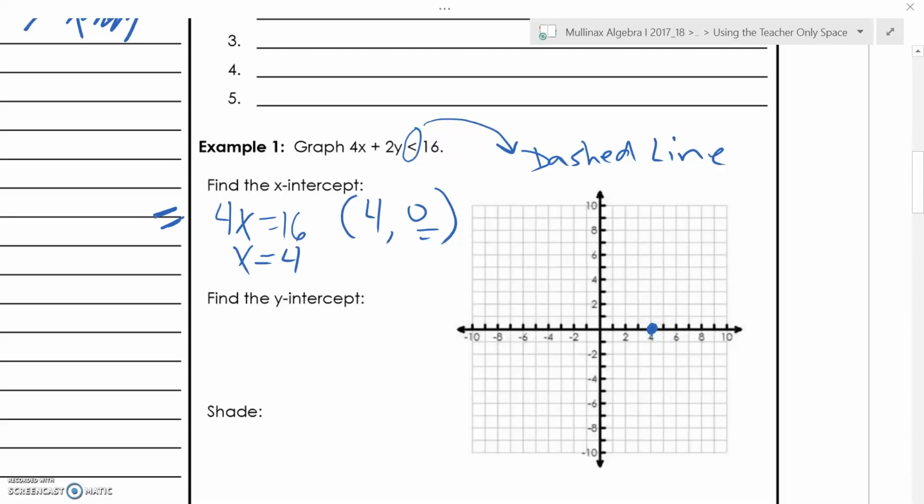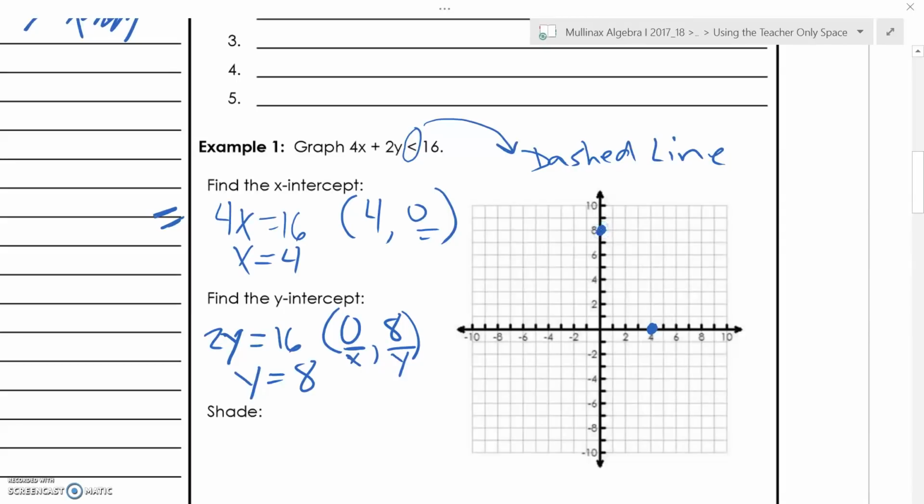Find the y-intercept. All the points on the y-axis, you either moved up or down. You did not move left or right. Since you did not move left or right, you have an x value of 0. Substitute 0 for x. 4 times 0 is 0, so you're left with what value of y makes 2 times y equal to 16. Divide both sides by 2 and you get a y value of 8. So (0, 8) is the y-intercept.